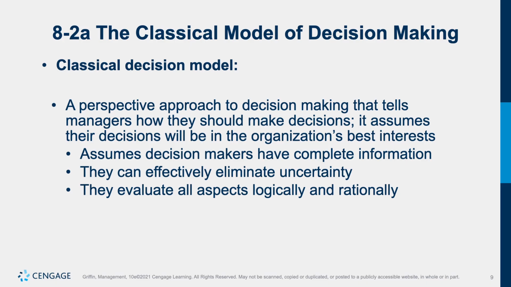So this model assumes that whatever decisions the manager, or the decision maker, makes are in the best interest of the organization because they believe these decision makers have complete information, right? In most cases, having complete information would mean that these decision makers have prior knowledge of the situation, or have experience in such decision making conditions, right?